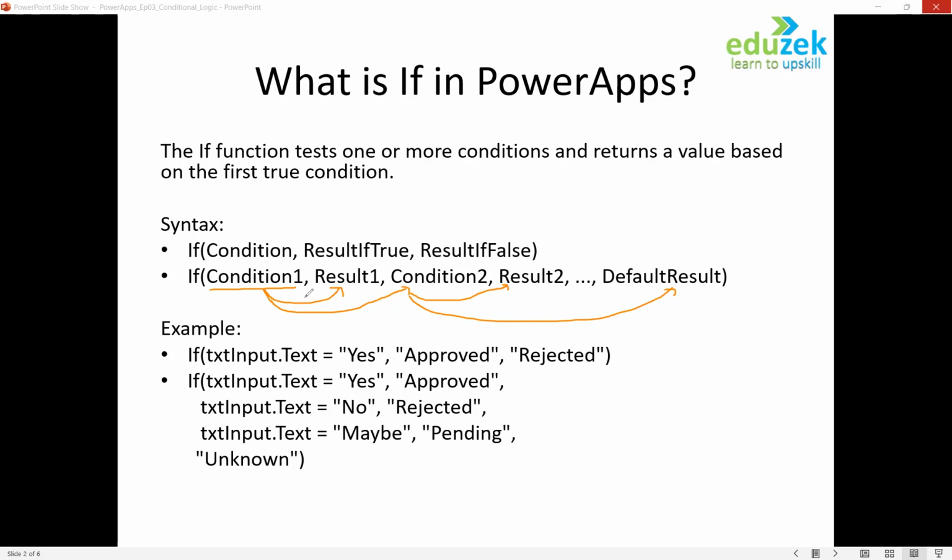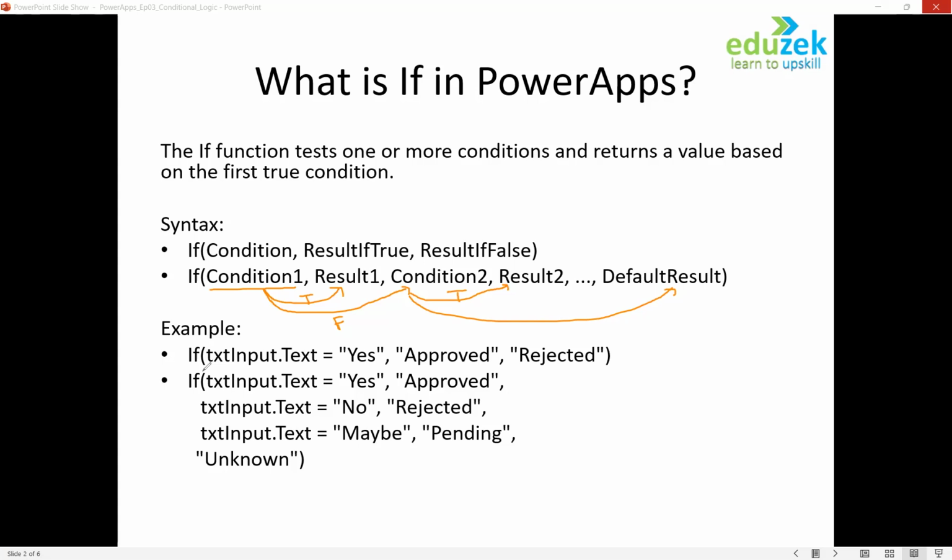So if condition 1 is true, result 1 will be returned. If condition 1 is false, then we're going to check condition 2. If condition 2 is true, result 2 will be the output. If condition 2 is false, then default result will be the output.